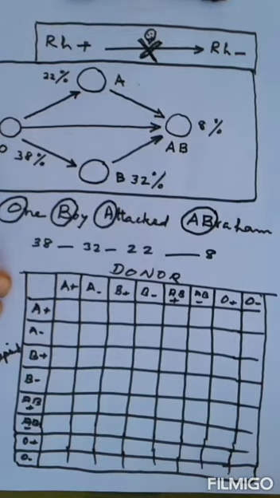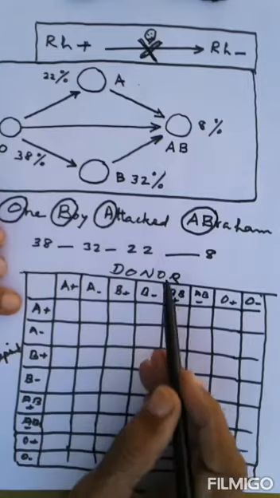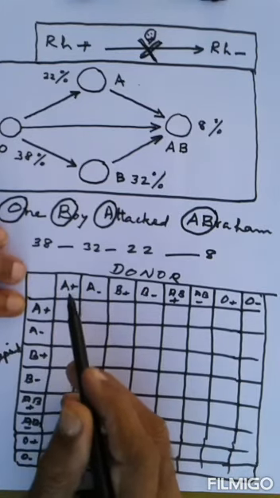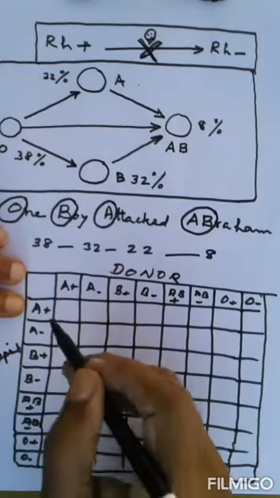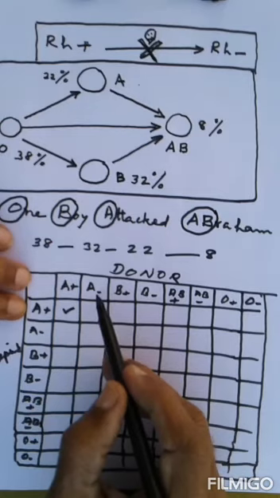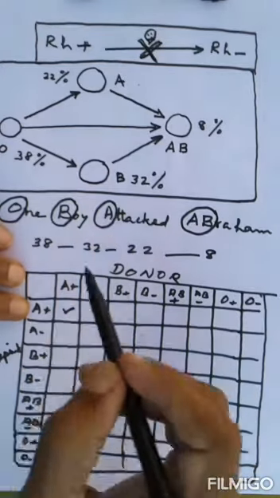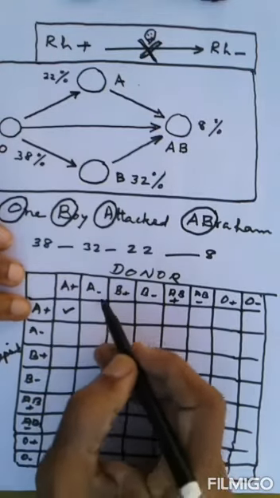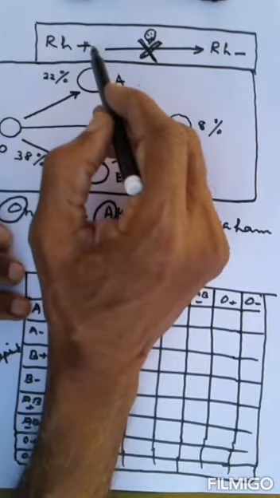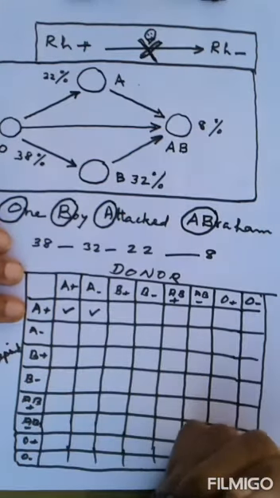Now we will go one by one. A positive is the donor and A positive is the recipient. Is it acceptable or not? It is acceptable because it is the same blood, A positive to A positive. So I will put a tick mark here. Next is A negative. A negative to A positive. Is it possible? Yes, it is possible because it is the same blood with negative to positive. Here, which is not allowed is from positive to negative. So A minus to A plus is allowed. So I will put a tick mark there.